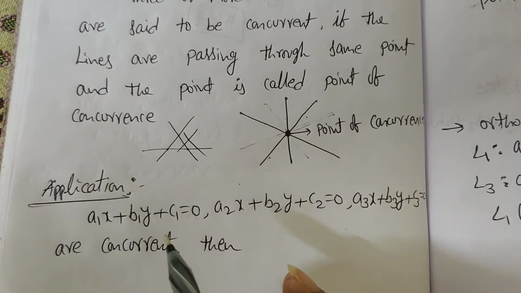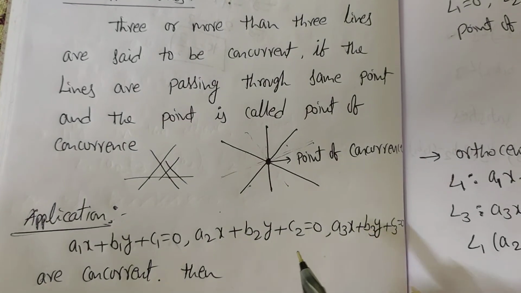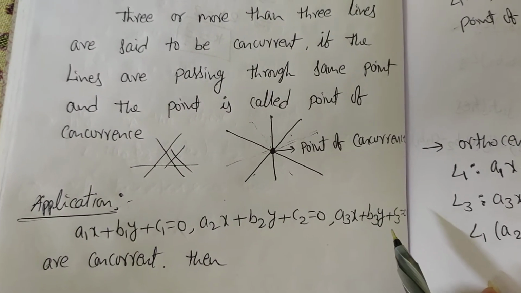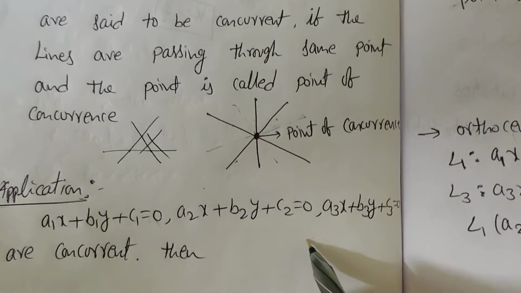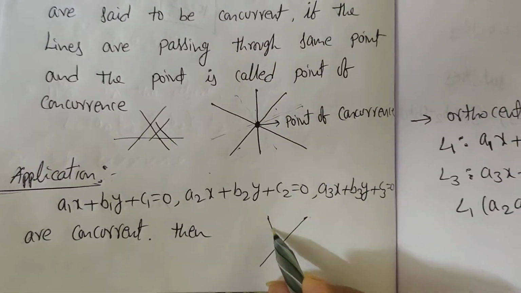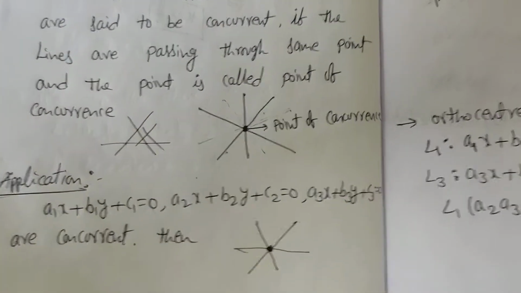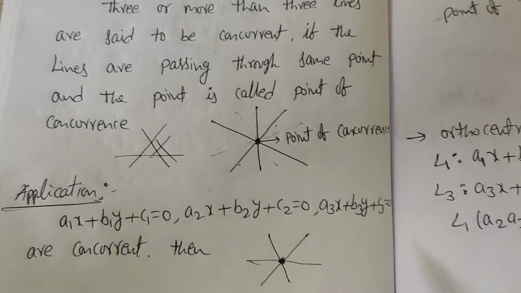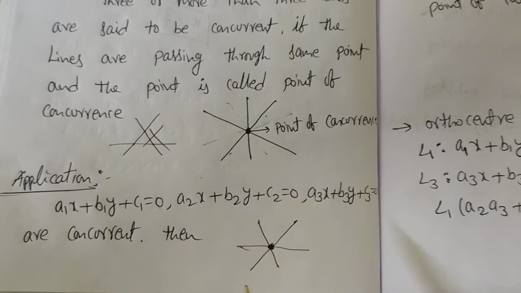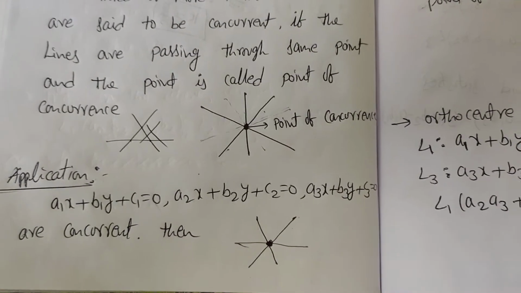If a1x plus b1y plus c1 is equal to 0, a2x plus b2y plus c2 is equal to 0, and a3x plus b3y plus c3 is equal to 0 are concurrent, let us consider these three lines are like this, and this is the point of concurrence. Whenever these three lines are concurrent, we have two very important applications. We have to apply whichever one is suitable to solve the problem.